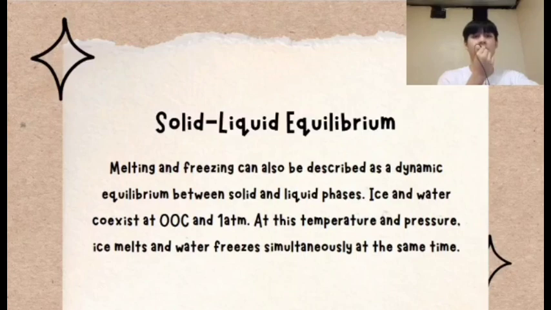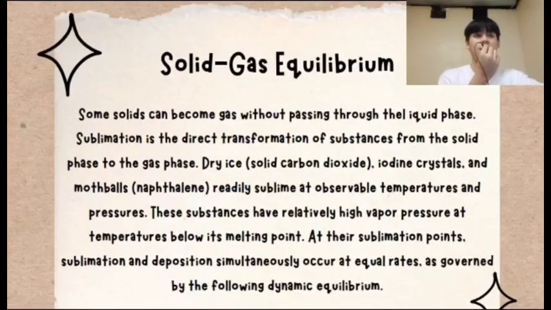So, in solid-liquid equilibrium, the energy required to melt 1 mole of a solid is called the molar heat of fusion. It is usually smaller in magnitude in comparison to the heat of vaporization, since the change in packing arrangement from solid to liquid is less drastic than that from liquid to gas. Next is solid-gas equilibrium.